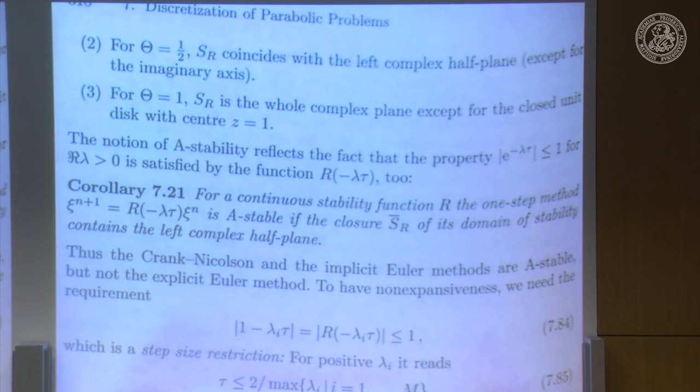And if you now look at theta equals 1, the implicit Euler method, it's even better. Then that's the whole complex plane, except for the unit disk around 1. So also the right part belongs to it, excluding this unit disk. So in the sense of A-stability, we could say, wonderful, there's A-stability.